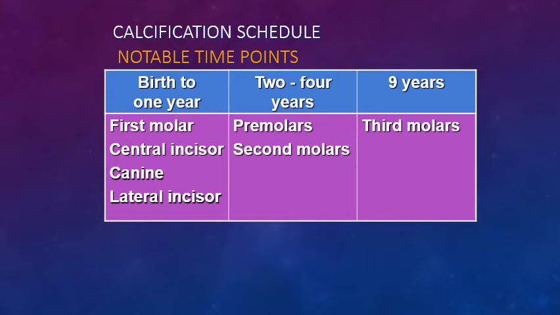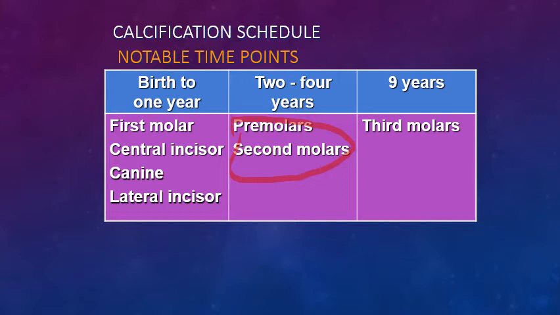Now for 2 to 4 years, we have premolars and we have second molars, and then finally at 9 years we actually see the third molars calcifying. So in radiographs, the first evidence of calcification of third molars is usually seen at 9 years, and before 9 years it's very hard to predict whether the teeth will be forming, whether they will be mineralizing or not.